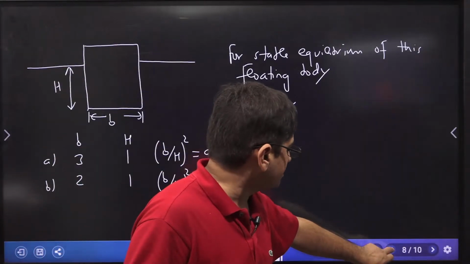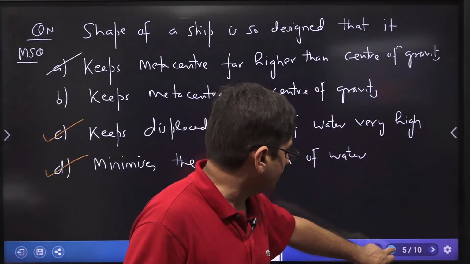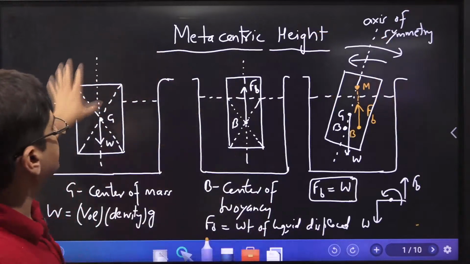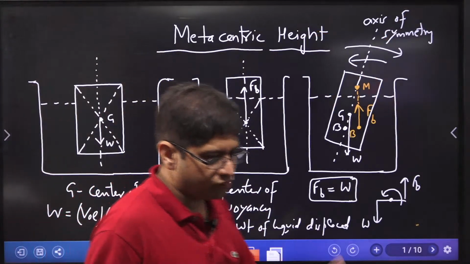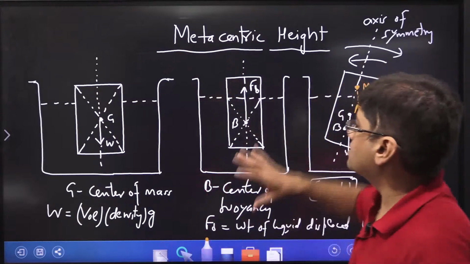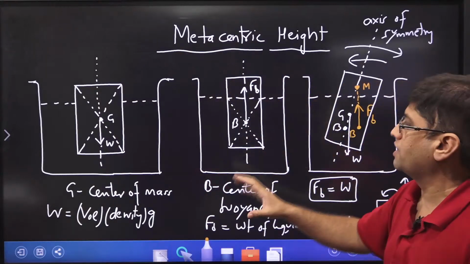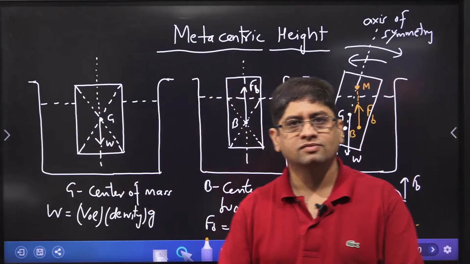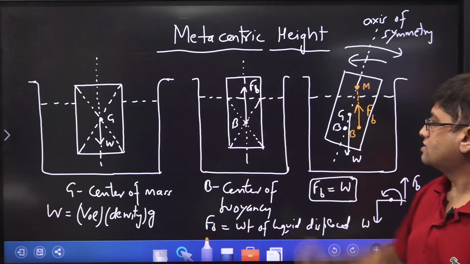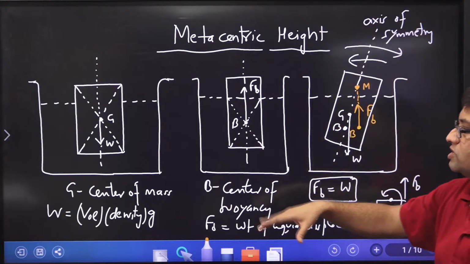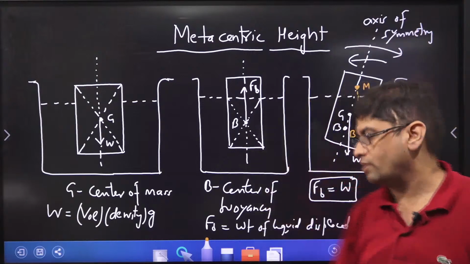So let me summarize the things from where we started to where we ended the class. I started the class with metacentric height, which is a very, very important concept. Then I defined the term metacenter and how you obtain it. Before that, I defined the center of mass, also called center of gravity, and the center of buoyancy, and how to find it. And the condition of stability: M should be above G, so the GM height should be positive.